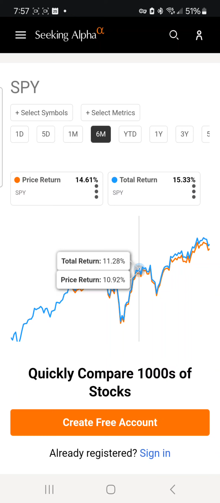So let's look at the S&P 500. This is going to be our benchmark. The reason why I'm choosing 6 months is because a lot of these funds have only been around for around 6 months, so I want to look at a fair comparison. You see here on the left, the orange, it says price return in the past 6 months, 14.61%. But then the total return is 15.33%.